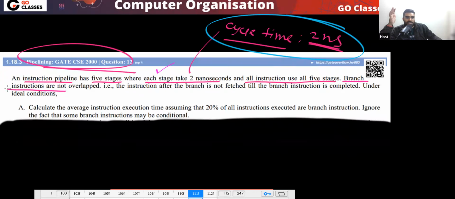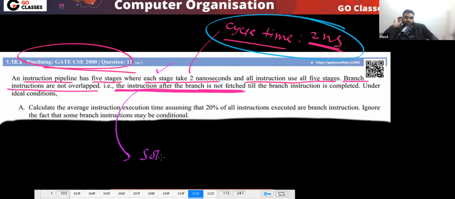Okay, branch instructions are not overlapped. What does this mean? Please read this and tell me what solution this is. The instruction after the branch instruction is not fetched until the branch instruction is completed. What solution is this? Tell me. The instruction after the branch instruction is not fetched.